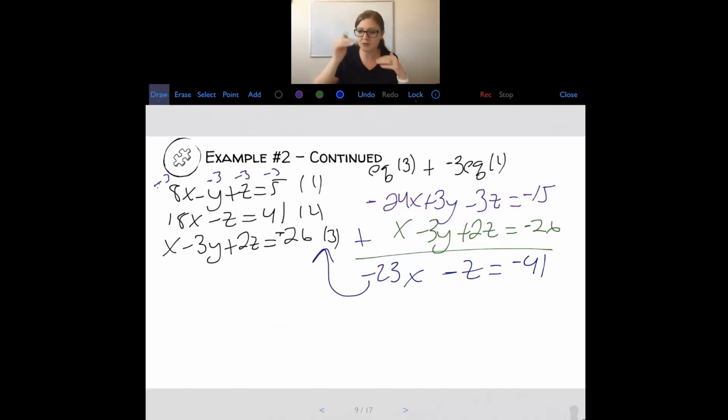It can replace either one that you worked with. I'm just choosing to replace equation 3. You could replace equation 1, but again, it's replacing equation 1 or 3, not both. So on the next slide, I'm going to write what our system now looks like.